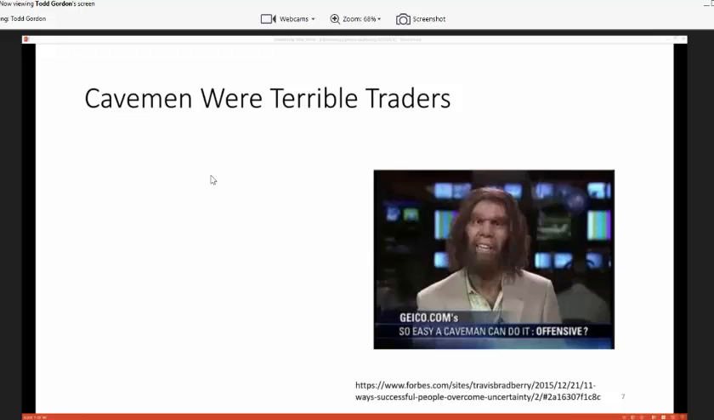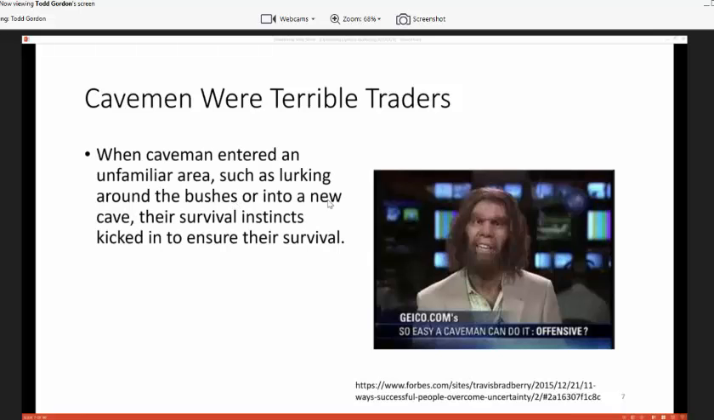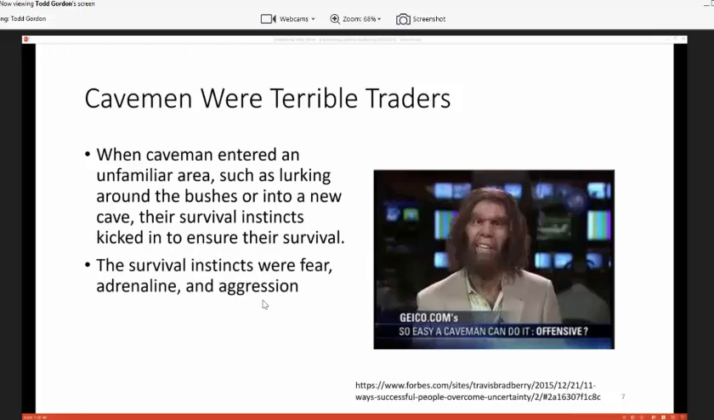Let's talk about some mindset that's required to trade well. Cavemen would have been terrible traders. When they were walking around behind a bush or going into a cave, they didn't know what was going to happen or what's behind that bush or inside that cave. So their survival instincts kicked up, and those instincts were fear, adrenaline, and aggression. They got all pumped up, right? This is going to help them survive whatever threat could be around the corner. Of course, their minds weren't developed enough to really reason through the situation or work with strategy. So their survival instincts relied on emotion.